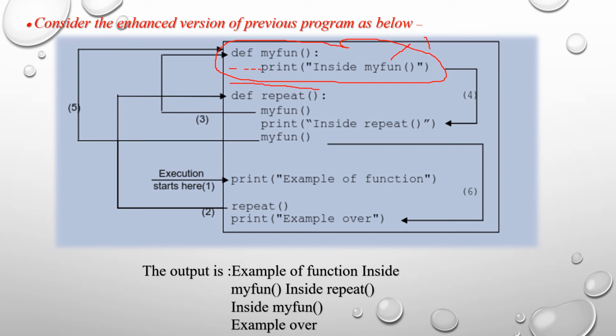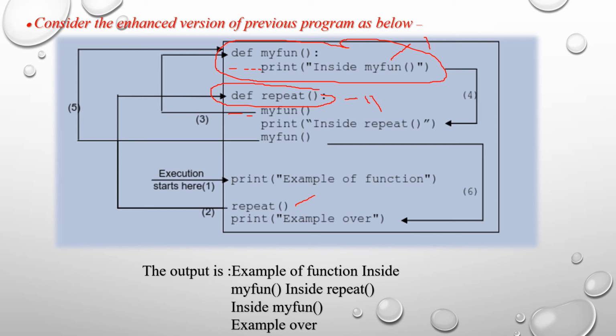Again we define one more function. This is the second definition, and within the indentation we call my fun. The print statement is inside repeat, and again we call the function my fun. After that we print "example of function". Here we call the function repeat. Repeat is the second definition's function name, and here we print "example is over". So if you execute this in the interpreter, the execution starts here.